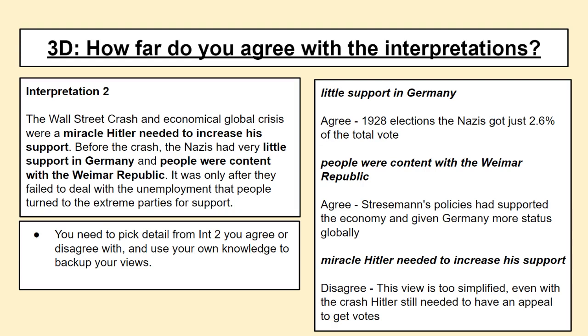But there's some things I don't quite agree with here. The line says at the top there, it was a miracle Hitler needed to increase his support. And I'm going to say I disagree with that. That view is a bit too simplified for me personally. Even with the Wall Street crash, Hitler still needs an appeal to get votes. It's not just because of the Wall Street crash. Now, it's possible when you're going for the interpretations, you just find stuff that you agree with, and there's no disagreement there. And that's okay, you can mention that in your conclusion.